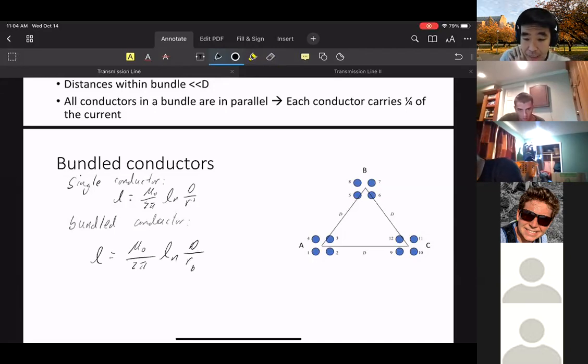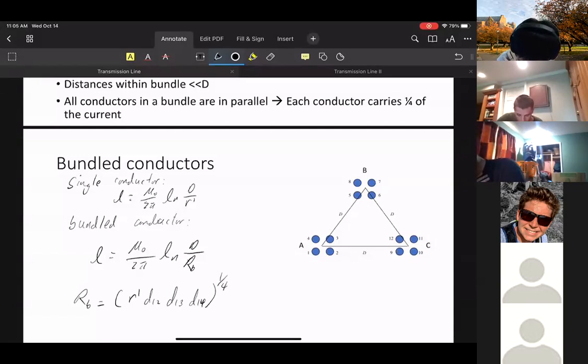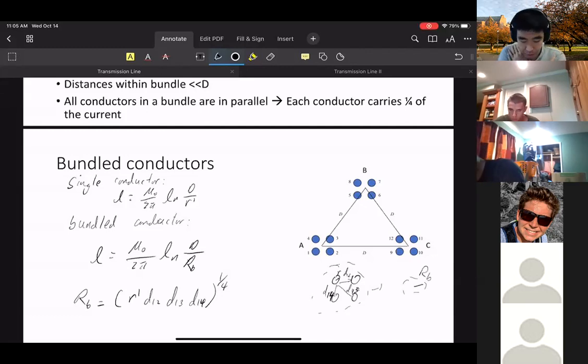RB, you can think of as the effective radius of how big this bundle is. And this effective radius, capital RB, turns out to be the geometric mean of the following numbers: R prime, D12, D13, D14, and you take a power of 1/4. So what that means is, if you look within a bundle, inside this is R, and this is D12, D14, D13. This whole thing looks like a conductor with the effective radius RB.